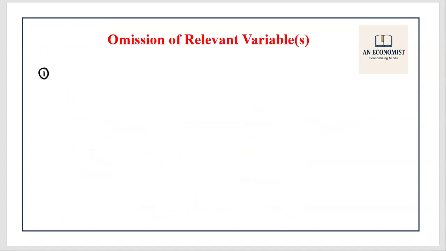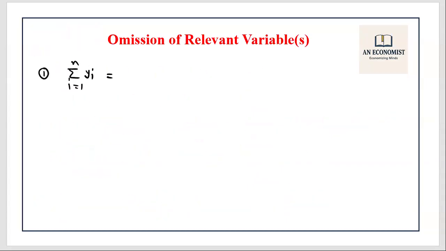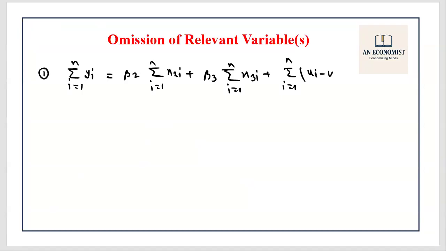So the first normal equation will be simply this. Take summation on both sides of this particular equation. If you do that, this will be beta 2 summation i from 1 to n x2i plus beta 3 summation i from 1 to n x3i plus summation i from 1 to n (ui minus u bar). So this will be the first equation.